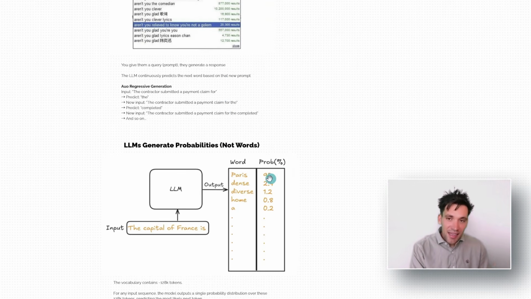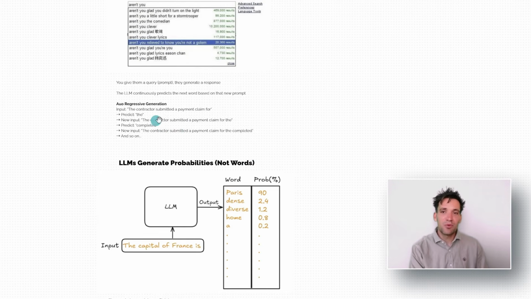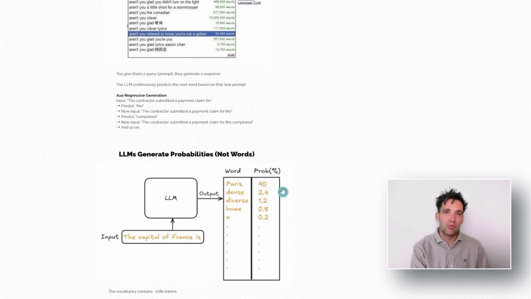Now, the next important concept to understand is that large language models generate probabilities, not words. So in that example we gave, "the contractor submitted the payment claim for," it actually gives you a probability distribution.